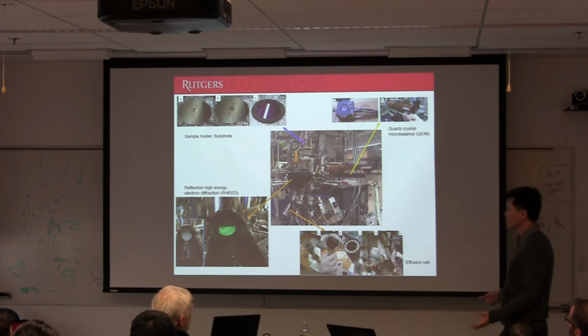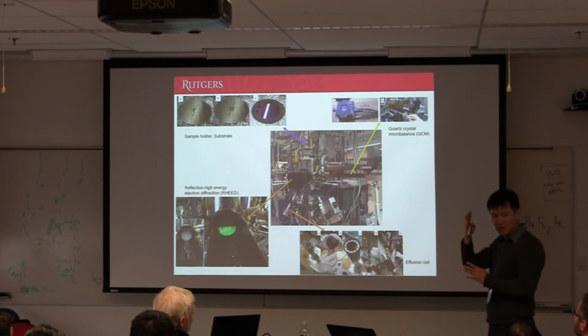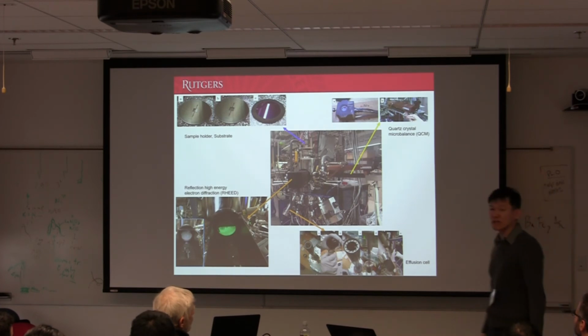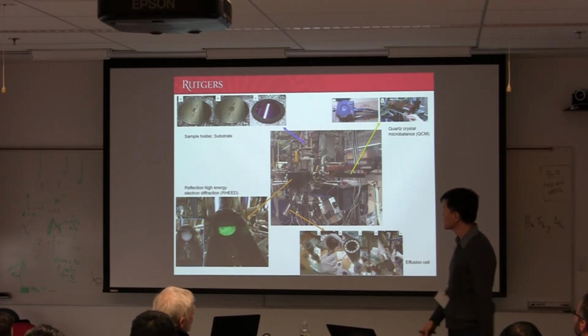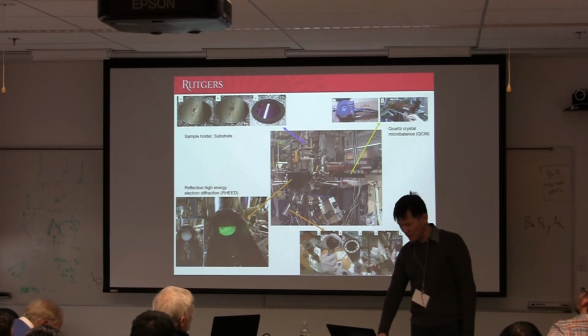So you put it in and then you evaporate bismuth, for example, and measure the flux. Evaporate selenium, you measure the flux. It's within, I would say, plus minus 20% in the worst case, probably. You can get a reasonably accurate flux value.